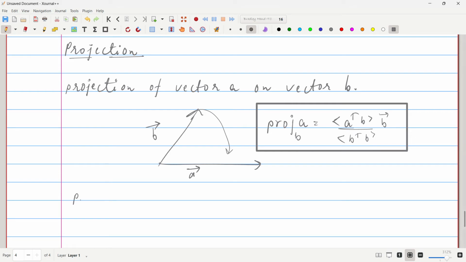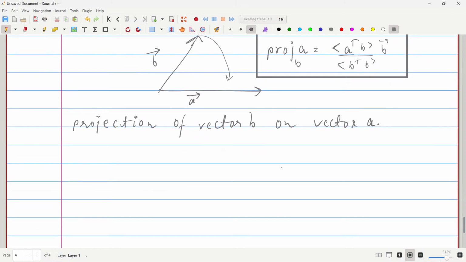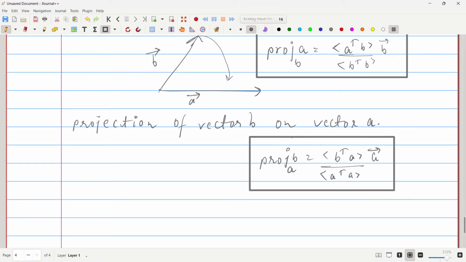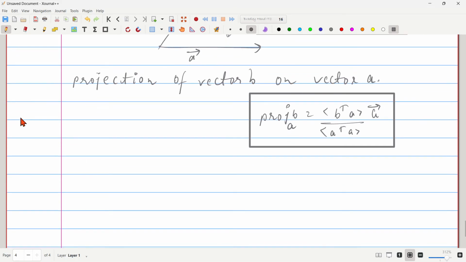If we want to do the reverse, if we want to find the projection of vector B on vector A, the projection of B vector on A vector will be B transpose A divided by A transpose A into A vector. Okay, this is the formula for finding the projection of one vector on another vector.